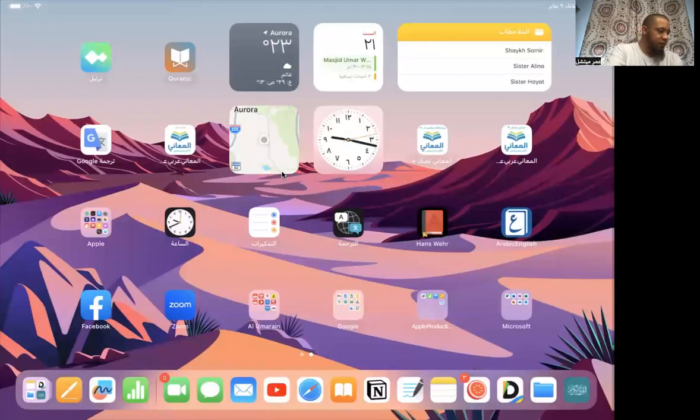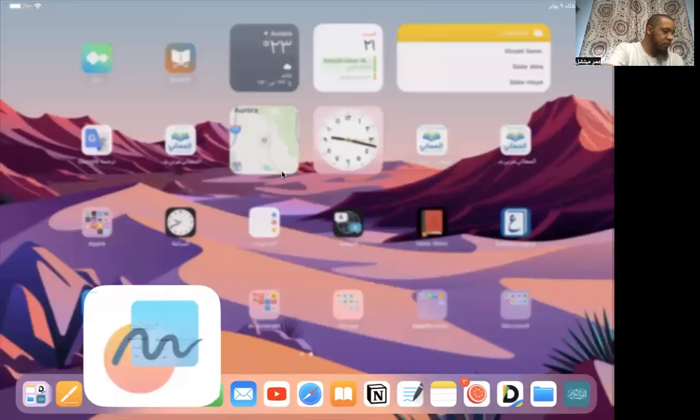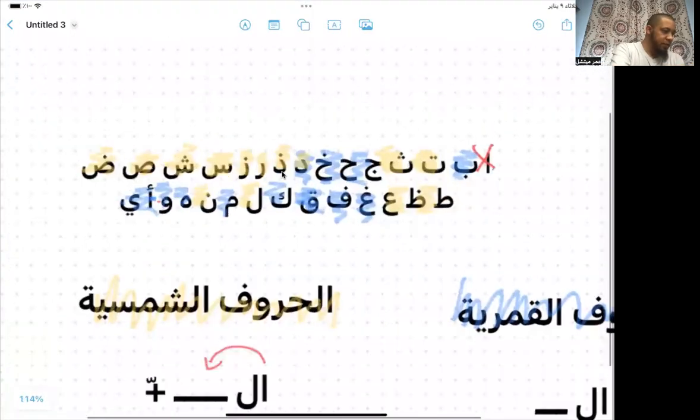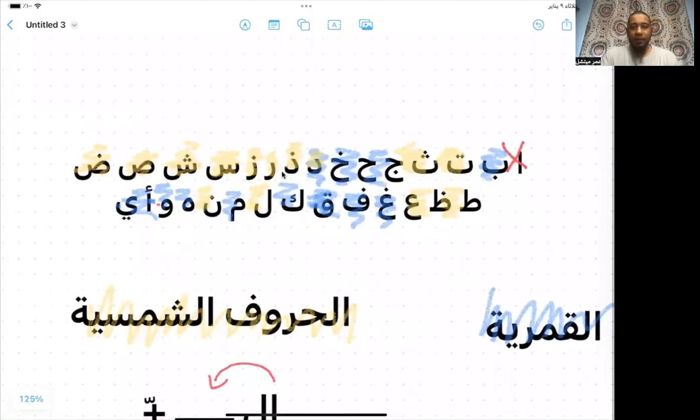So we covered lesson 3 today. Lesson 3 is a big lesson, so it is going to be in 2 parts. In the first part of this lesson, we cover the huruf al-shamsiyya and the huruf al-qamariyya.